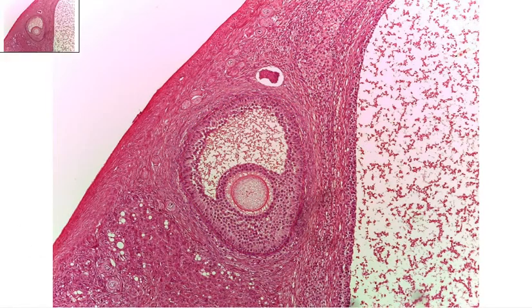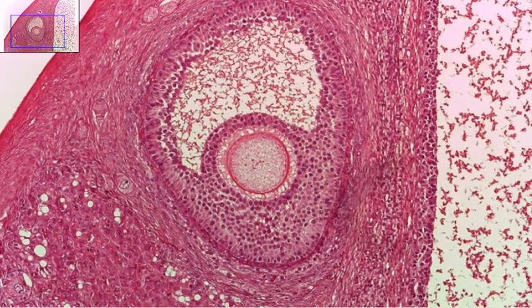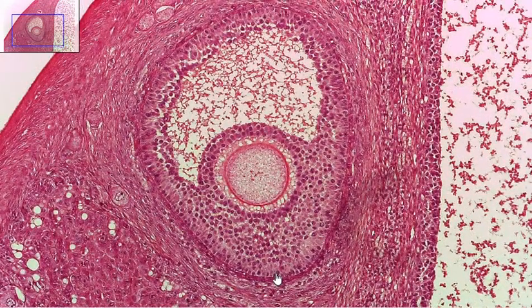So if we zoom in a little bit, you can see a little more detail of this late secondary follicle. Now we know it's a later secondary follicle because the antrum now has fused together. There's one larger antrum that's beginning to form.